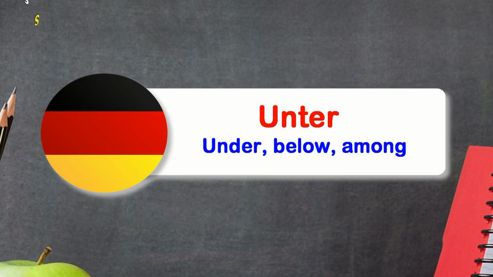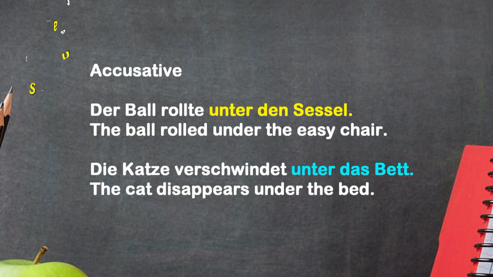Now next one is unter. Unter means under, below and among. In accusative, der Ball rollte unter den Sessel. The ball rolled under the easy chair. Die Katze verschwindet unter das Bett. The cat disappears under the bed.